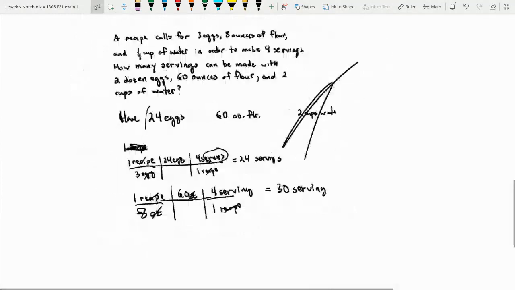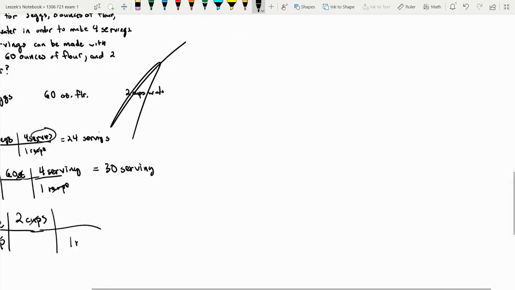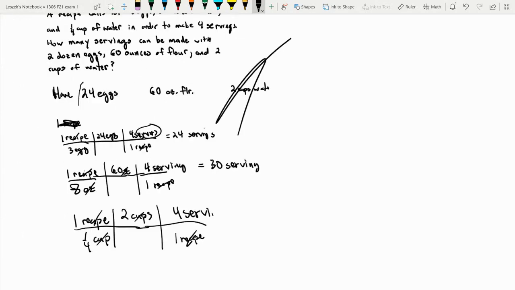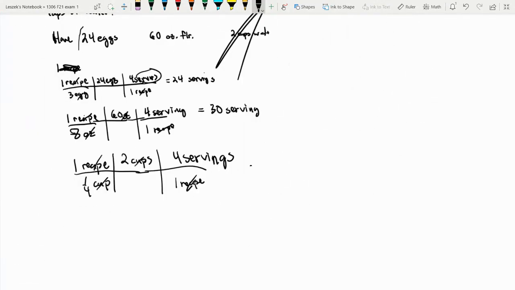Let's do the same thing for water. One recipe calls for a quarter cup of water. Now we have 2 cups, and each recipe makes 4 servings. Multiplying across, we get 32 servings, since 8 divided by 1/4 is the same as 8 times 4. So that gives us 32 servings.